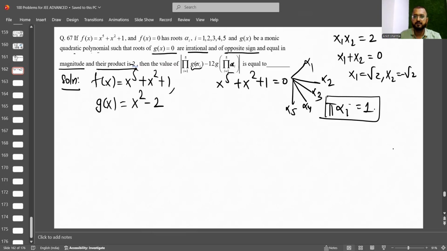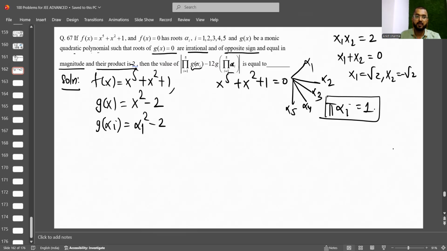Then plus 5 minus 5, this is fine. And then now we need the g of alpha I. That means we want all these values here, g of alpha I, and we want to plug in everything here. So instead of finding this part, we find g of alpha I. So alpha I is going to be what? Alpha I square minus 2.